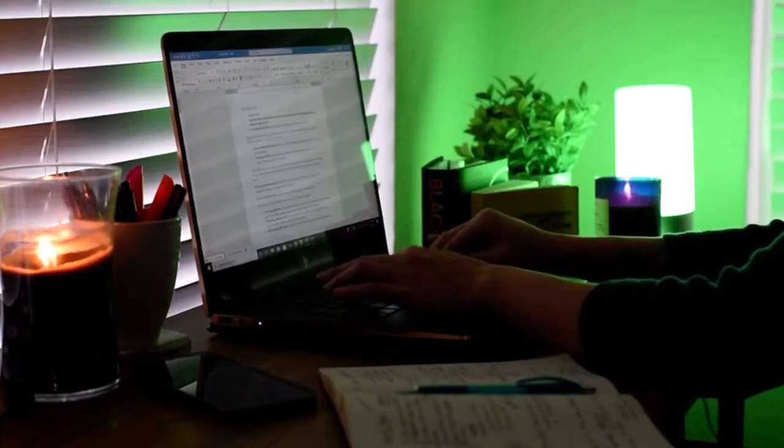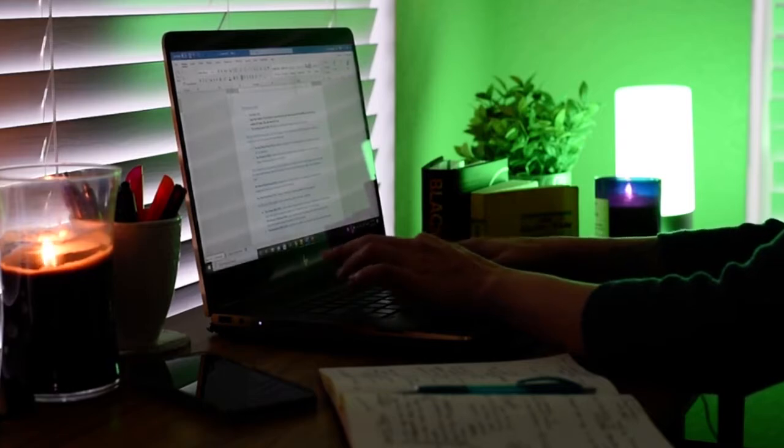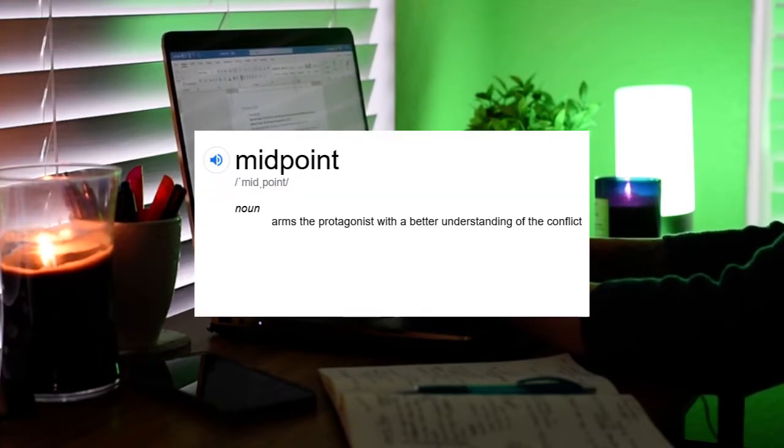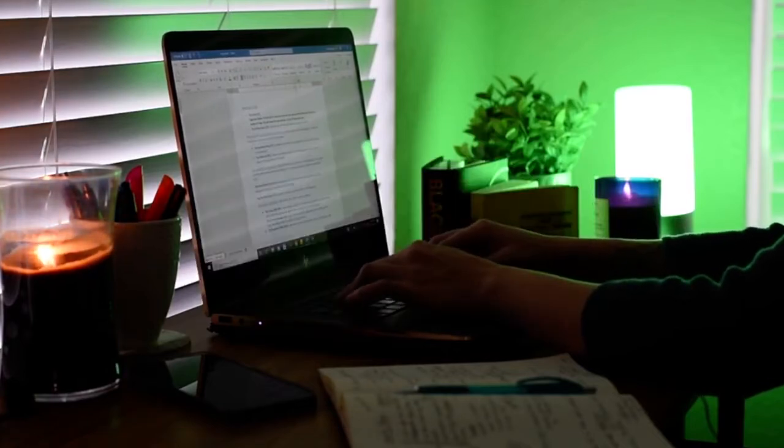It is a chance for the writer to raise the stakes, endanger the hero, or demonstrate the kind of threat the antagonist wields. The midpoint allows the hero a better understanding of the conflict, meaning he or she will now have a better chance at resolving the problem.